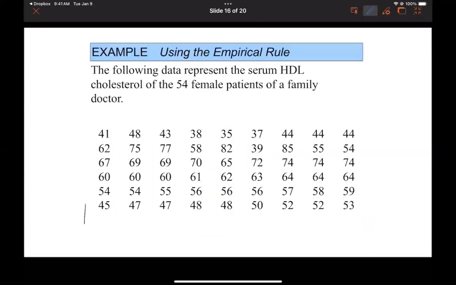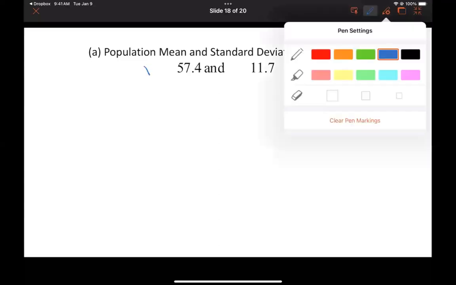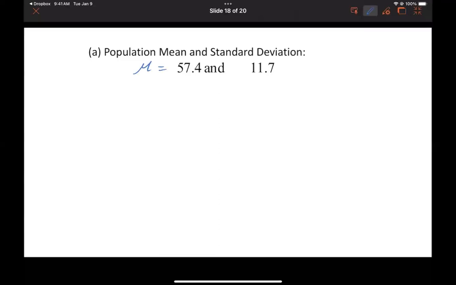Moving on. Okay, we're going to talk about the empirical rule with data. Those of you doing medical stuff probably understand this much more than I do. These are the serum HDL cholesterol levels of 54 female patients of a family doctor. You don't need to know all of these numbers. I find that the population mean is 57.4 and the standard deviation, so this should say population mean, I guess it's not a sample. So my mu equals 57.4 and my sigma equals 11.7.